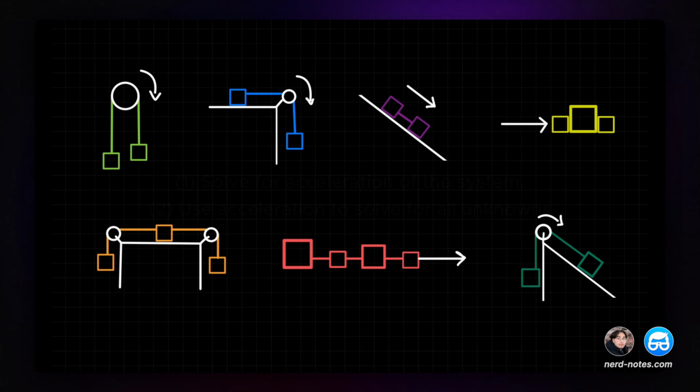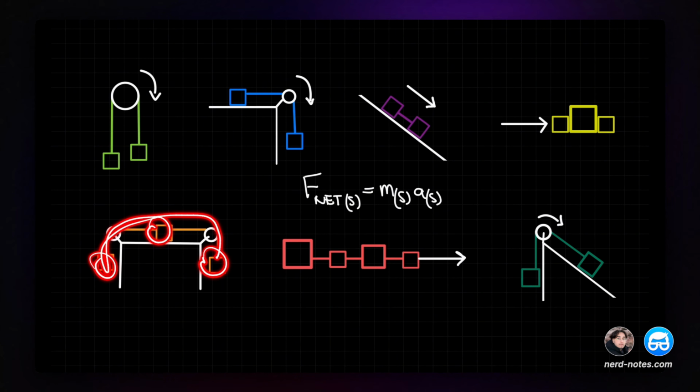Now, how do you solve for the acceleration of the system? Well, we're going to use the net force of the system. So F net of a system is equal to the mass of the system times the acceleration of the system. And the reason this works is because all objects in a multi-body system accelerate together, which means that this object and this object have the same acceleration. This object and this object would also have the same acceleration as the system because they're all moving together.